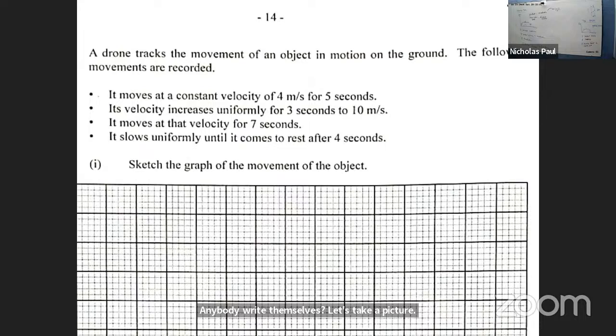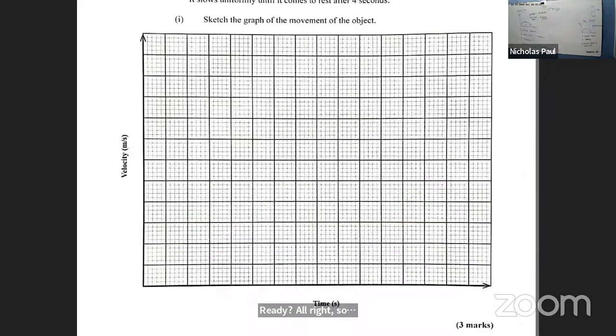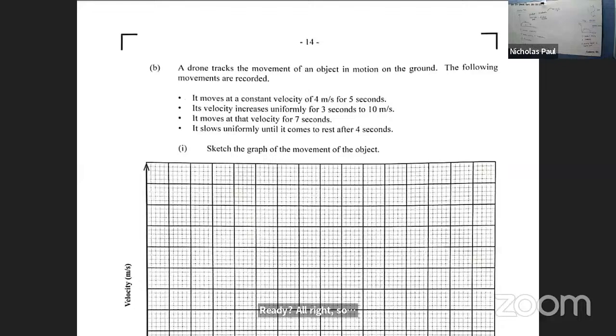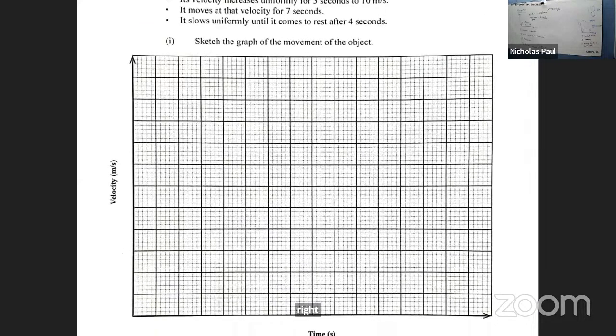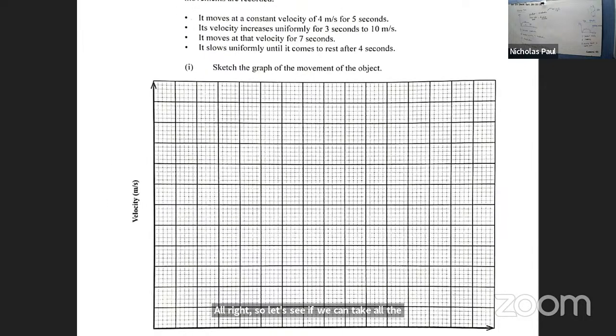Right, so we had a sketch. Ready? All right, so what type of graph are we going to draw? A velocity time graph, right? All right, so let's see if we can take all the info and sketch the graph here. They didn't give us a scale, so we'll have to come up with our own little scale. Right, on your graph paper, come up with a little scale.